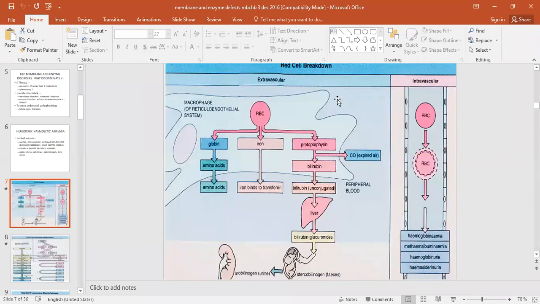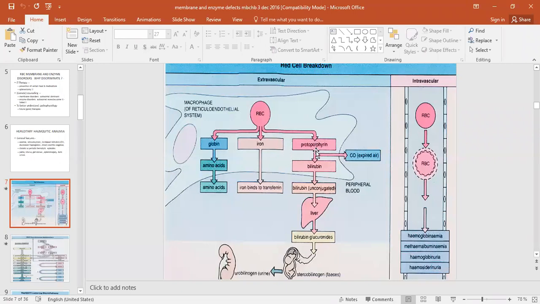On the other hand, if you have a breakdown of cells outside the blood vessel, which is extravascular, this could occur in the reticuloendothelial system, where you have the macrophages getting involved. Basically, overall you have a red cell that is destroyed, and the components that would be released would either be the globin related, where you would end up with amino acids, or iron, and this may lead to iron binding to transferrin and subsequent storage in different parts of the organs, including the liver and other organs that may take up this iron.